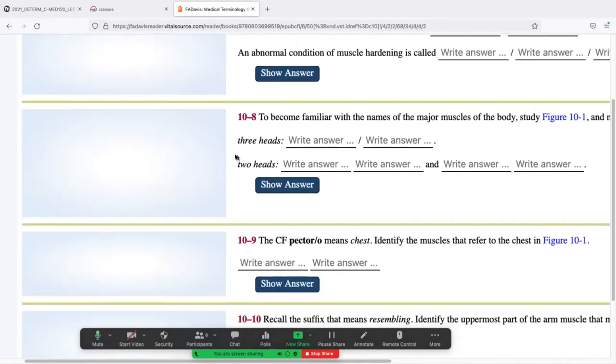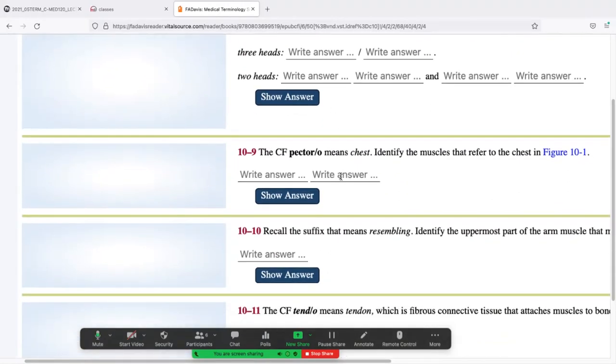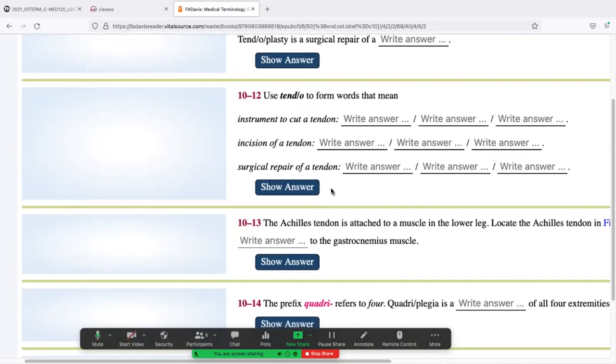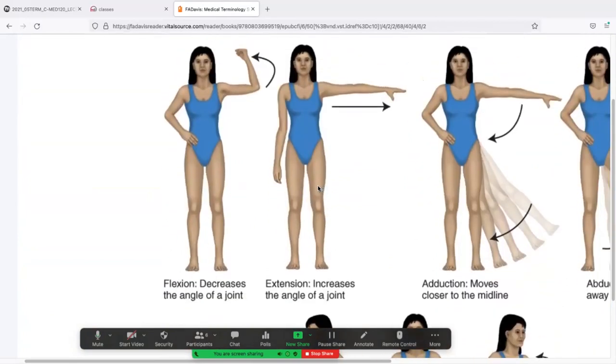Three heads, two heads, remember triceps, biceps. You also have four heads, your quadriceps or your quads, and that's in your thigh, your four femoral muscles. Tendon, Achilles tendon.